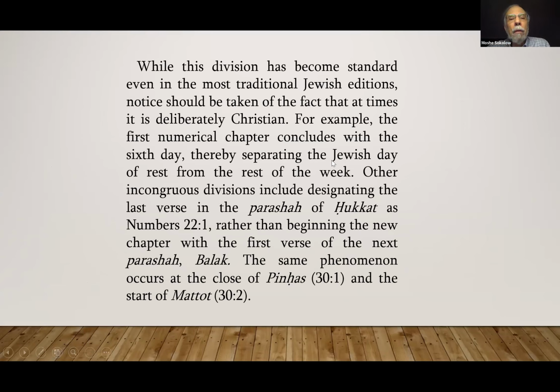While this division into numerical chapters, as I said, becomes standard, even in most traditional Jewish editions, even Art Scroll, right? One should take note of the fact that at times it is rather deliberately Christian. For example, the very first numerical chapter in the Torah, Genesis chapter 1, concludes at the end of the 6th day of creation, deliberately separating Shabbat from the rest of the week. Other incongruous divisions are noted here. They're not of any tremendous import.